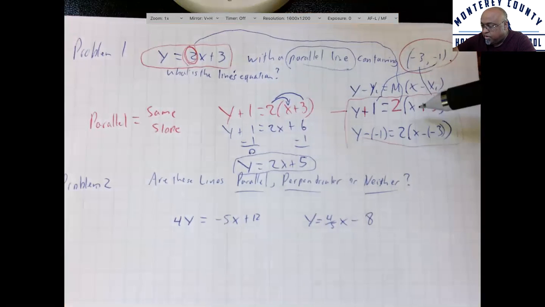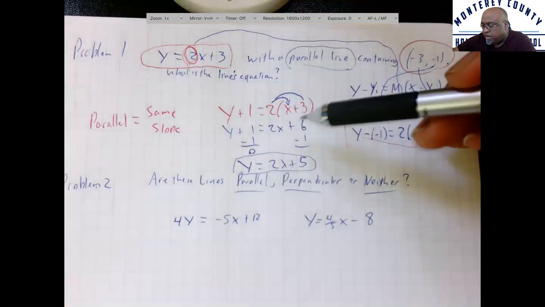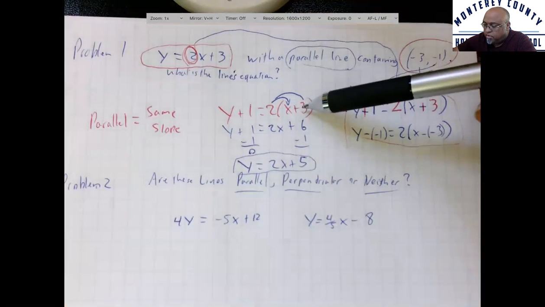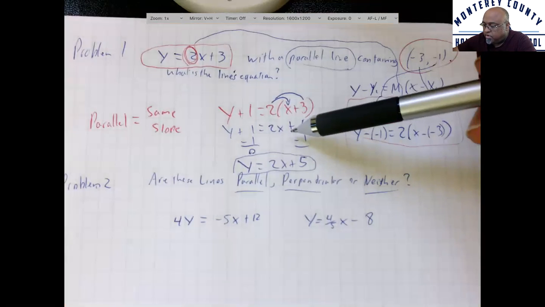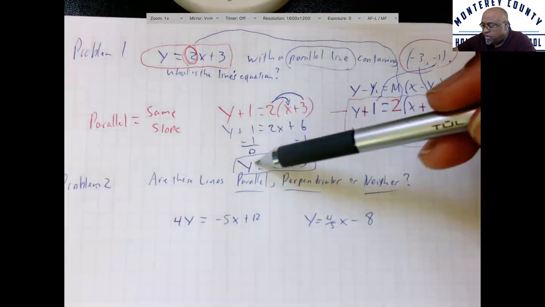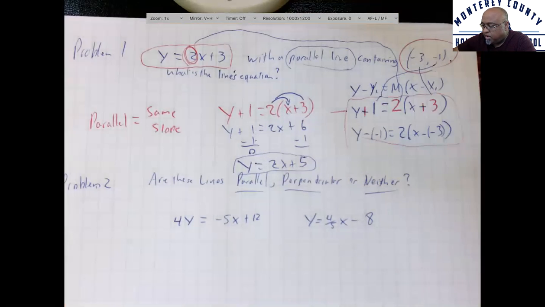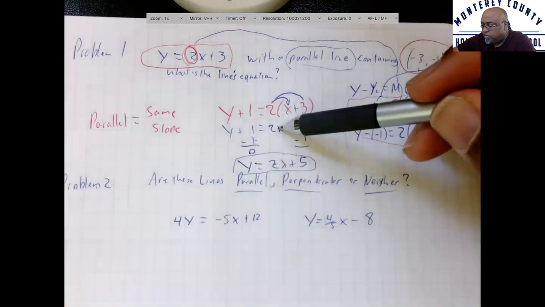Now that I have the equation, I've almost solved the problem. But to put it into slope-intercept form, all I have to do is take my equation and isolate y by simplifying it. I simplify by distributing here, and I end up with y plus 1 is equal to 2x plus 6. By isolating the y, then I end up with y is equal to 2x plus 5 by subtracting 1 from both sides. Okay? Now you notice I didn't subtract 1 from 2x here.